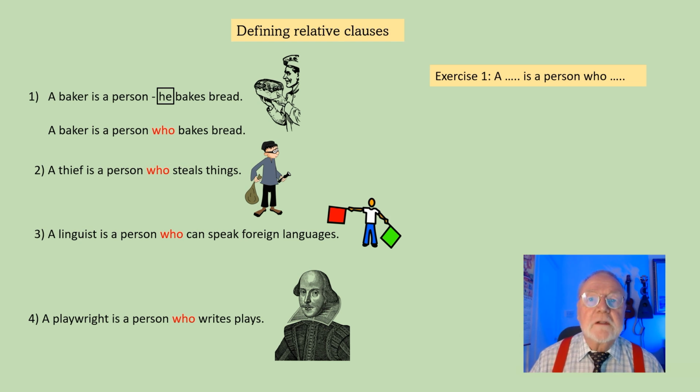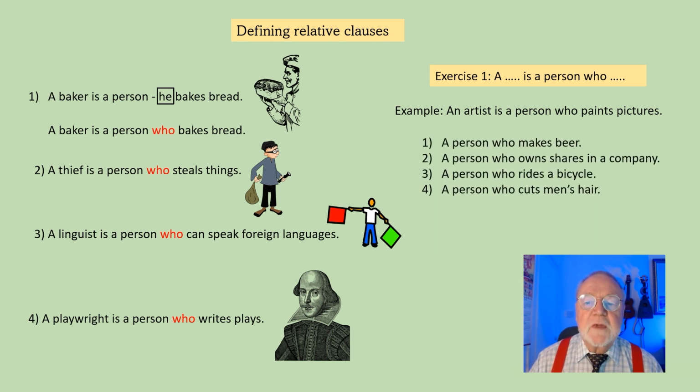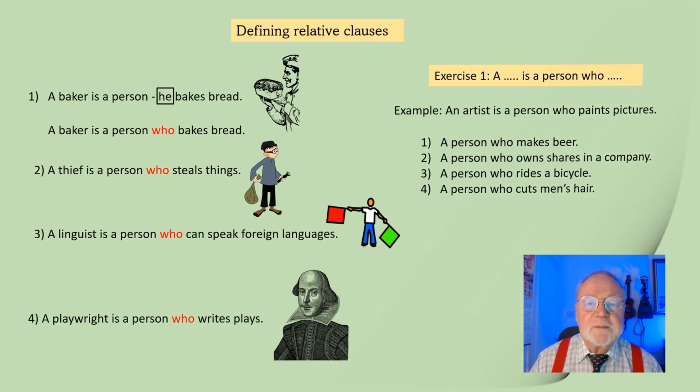Exercise 1. "Is a person who..." That sounds rather strange. Have a look at this. An artist is a person who paints pictures. See if you can answer these questions. A person who makes beer, a person who owns shares in a company, a person who rides a bicycle, and a person who cuts men's hair. Put it into the form of the example. You can pause the video to do that. The answers follow at the end of the video.